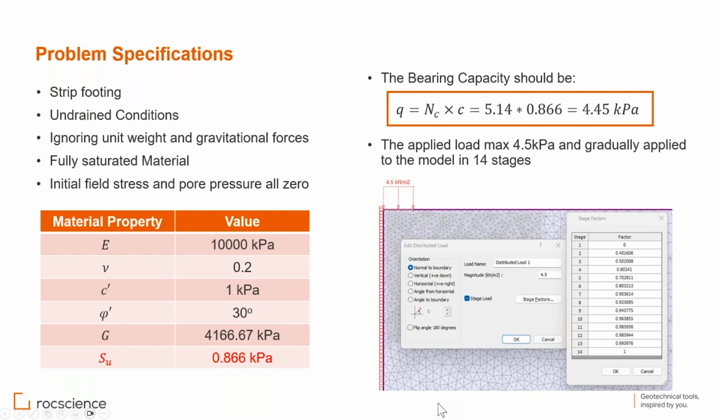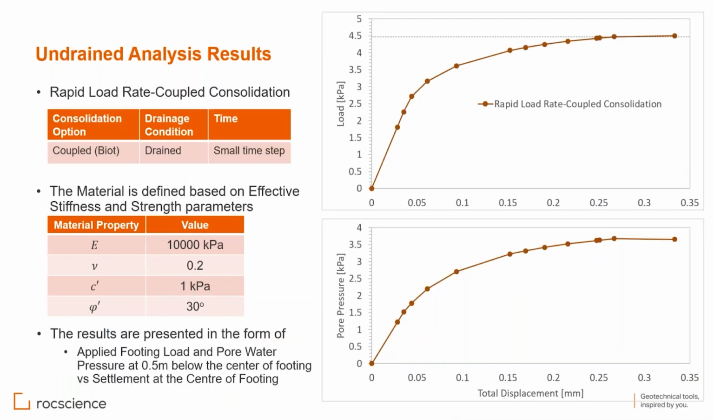Now, let's run the simulation to see if the analysis types that I mentioned can actually capture that undrained behavior that I expect, with that maximum load. The first case that I'm running is coupled consolidation, but the load that I'm applying to the system has a rapid rate. The time steps that I'm applying the load over are very small. The material defined here is all defined in terms of effective stiffness parameters.